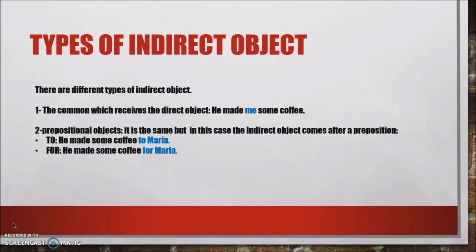And this is the second one: prepositional objects. It is the same, but in this case, the indirect object comes after a preposition, the prepositions to and for. For example, he made some coffee to Maria. It's after to; the indirect object comes after to: to Maria. And then, he made some coffee for Maria. It comes after for. That is why it's called prepositional objects, because it comes after a preposition.